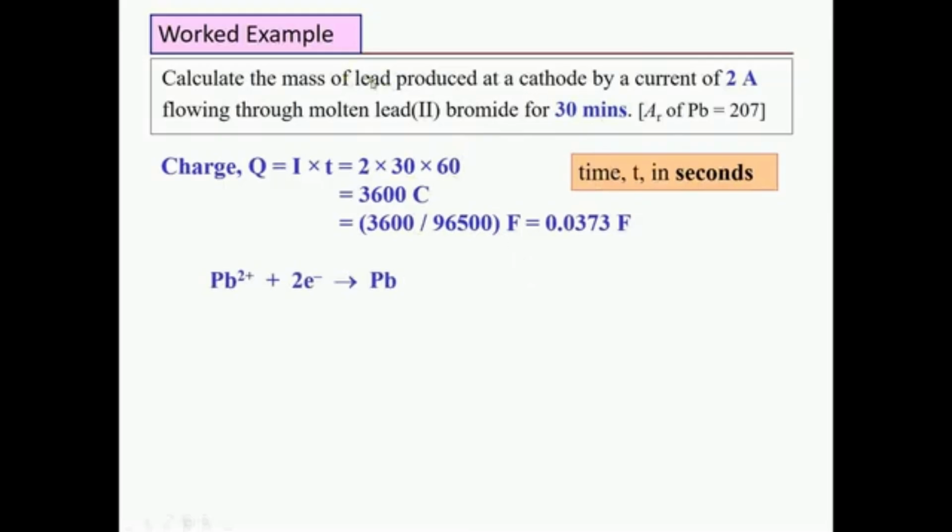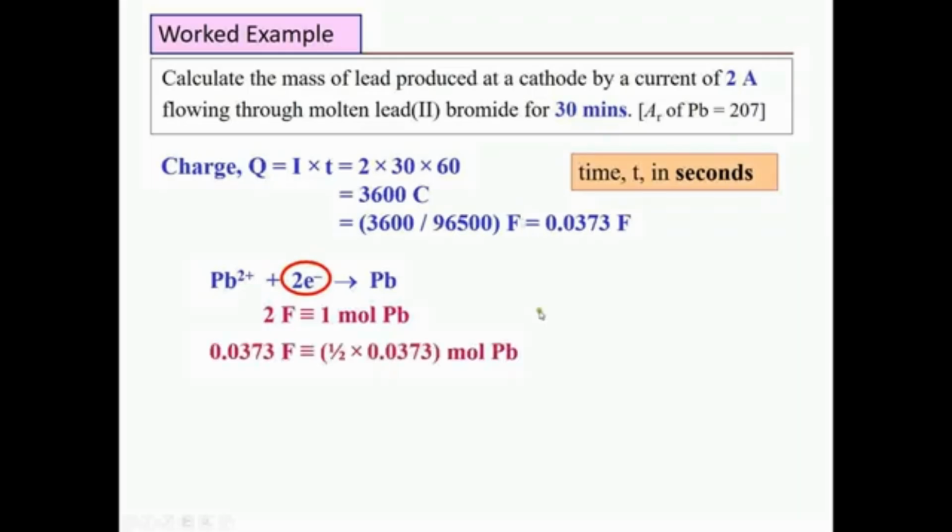Right, lead formed at a cathode comes from the lead 2+ cation. So lead 2+ cation picks up 2 electrons to give lead. The equation itself tells us that 2 Faraday is required to liberate 1 mole of lead. So 2 Faraday equivalent to 1 mole. For a charge of 0.0373 Faraday, the amount of lead liberated will therefore be half of 0.0373, which gives us 0.0187 mole.